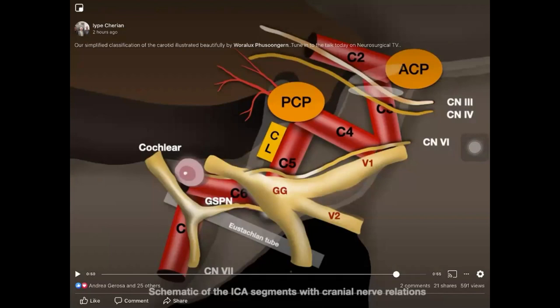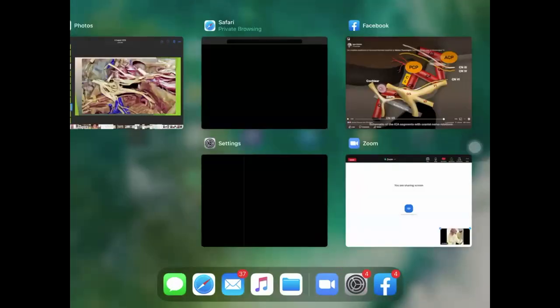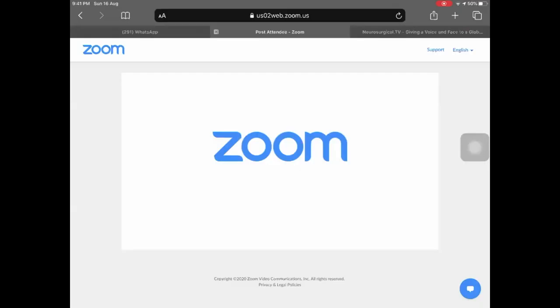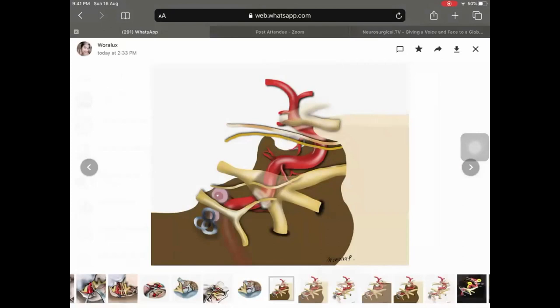Now, let us see if you can recognize some of these structures. So what is that segment? That is the C7 segment. That is your C6 segment. That is your C5. That's your inferolateral trunk between the fifth, the V1, and the sixth nerve. That's the inferolateral trunk. Very important sometimes in sphenopetroclival meningiomas.